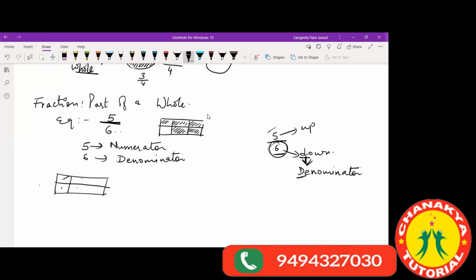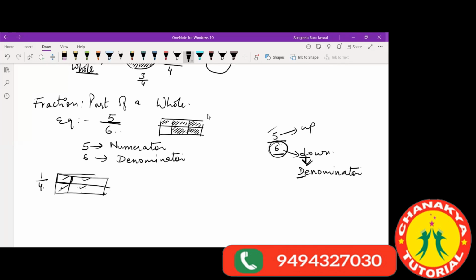Ma'am, so if the parts are not equal, it's not a fraction? It's just a part. Yes, ma'am. This is just a part of it. We cannot say that these are equal parts. We cannot write like this 1 by 4 because these 4 parts are not equal.